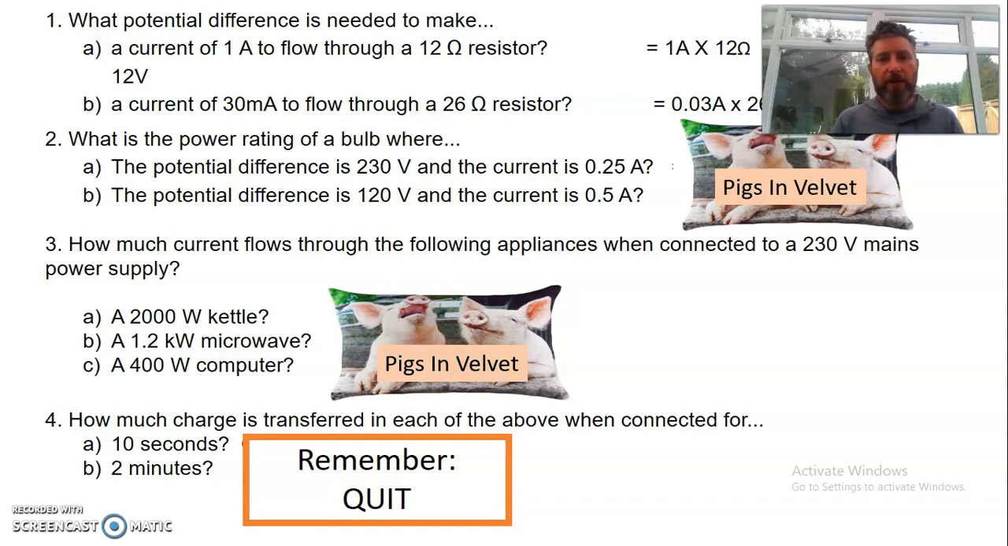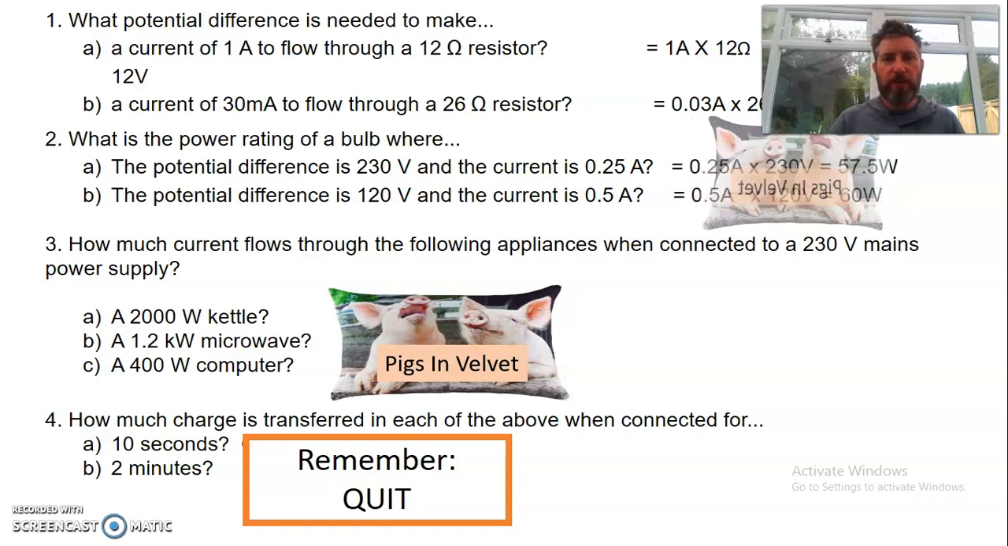What about the power rating for a bulb then? So this is pigs in velvet. The current is 0.25 times 230. That's going to give me 57.5 watts. For the second question, that's going to be 0.5 amps times 120. Pigs in velvet, it gives me 60 watts.